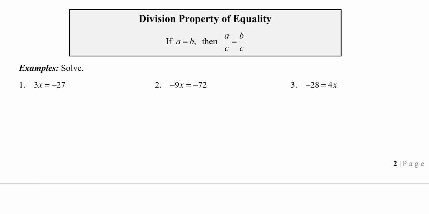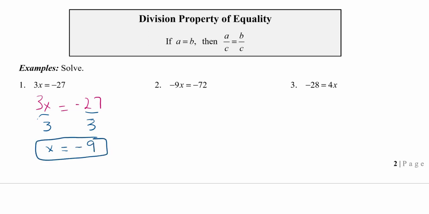And finally, if you thought, well, maybe if there's an addition property of equality and a subtraction property of equality and a multiplication property of equality, there must be a division property of equality, and you are correct. So that allows us to divide both sides of the equation by the same number. So in this first problem, where we have 3 times x equals -27, and we want to isolate x, we're going to divide both sides by 3. Divide by 3, divide by 3. And that's going to give us x on the left and -9 on the right. So -9 is our solution.